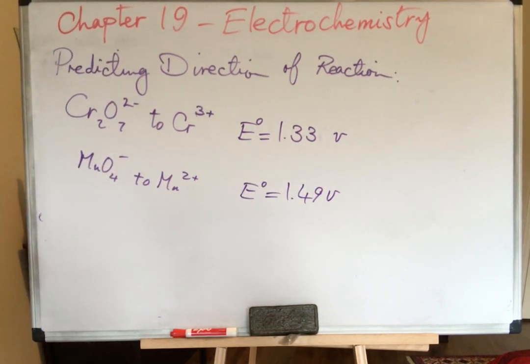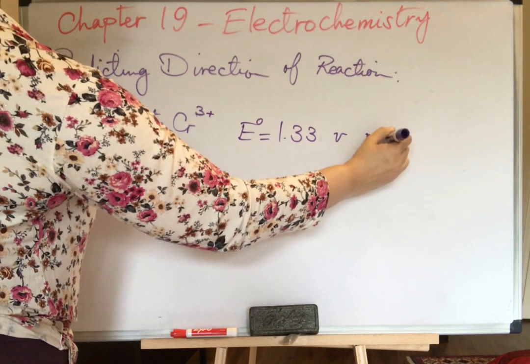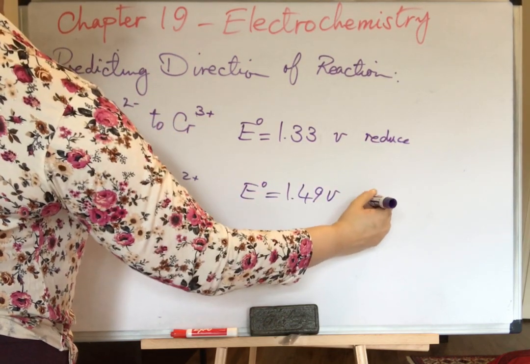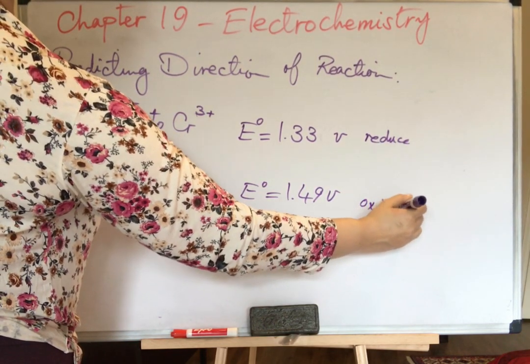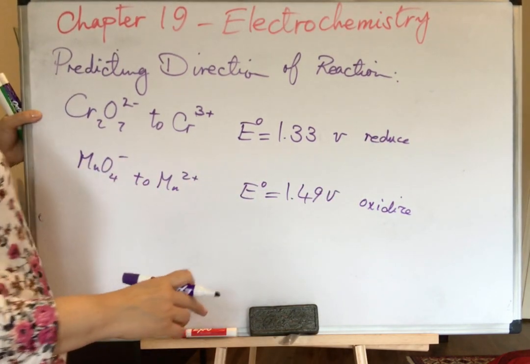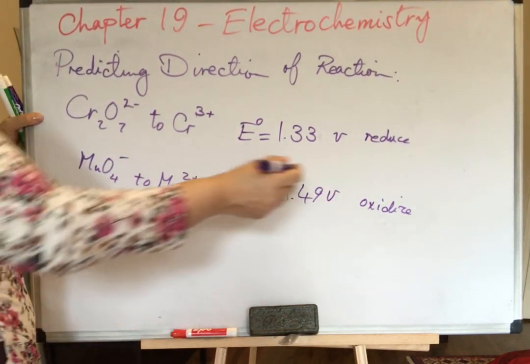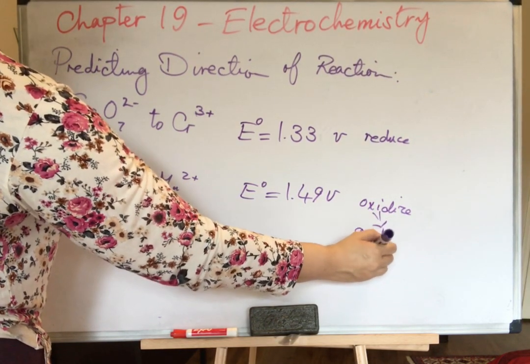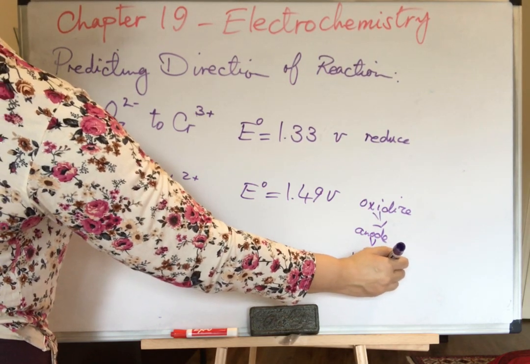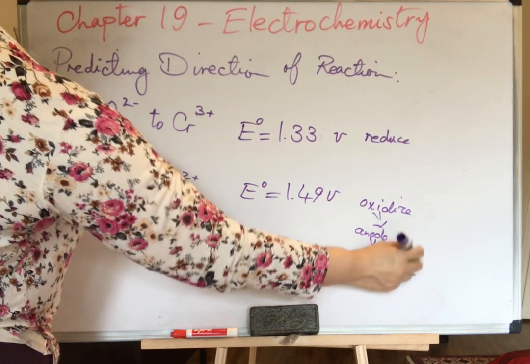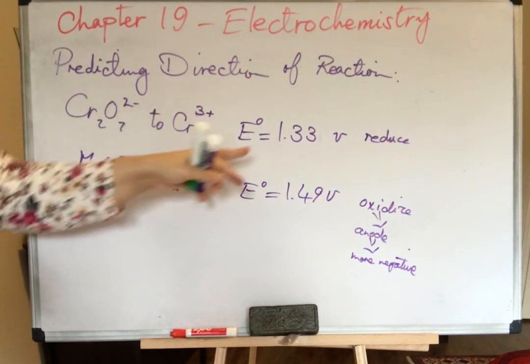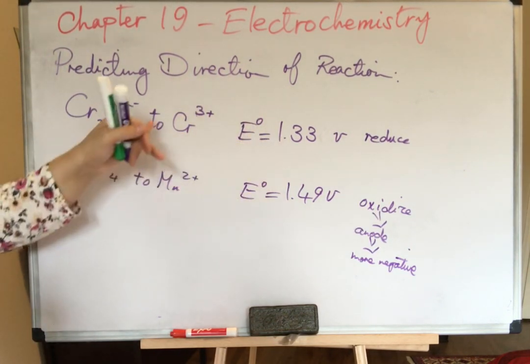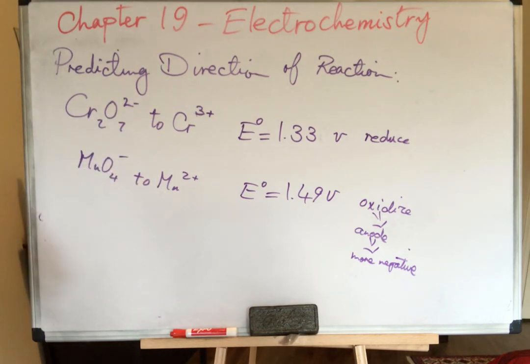standard electrode potential is 1.49. So if dichromate ion should oxidize manganese, it should be reduced itself, right? Reduced, and manganese oxidized. For the one which is oxidized, it has to be in anode, right? And it has to be more negative. But you see, here dichromate is more negative. It's smaller, right? So dichromate is not able to oxidize manganese to permanganate.